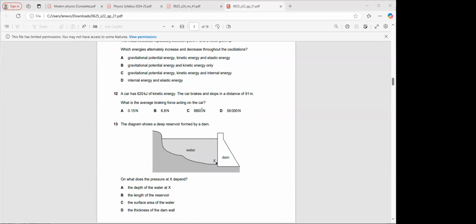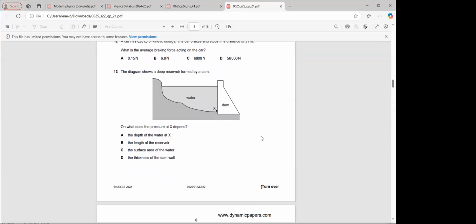Yeah, I am. Okay. The diagram shows a deep reservoir formed by a dam. On what does the pressure at X depend? Okay, yeah, tell. A. A. h rho g is the formula, height of the water column.